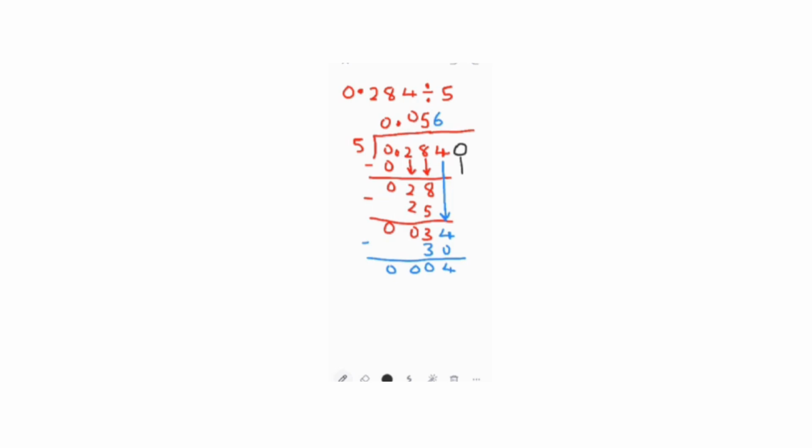So you bring that 0 down. Alright? So the number at the bottom becomes 40. And anytime you bring down a digit, you must divide. So how many times can 5 go into 40? That will be 8 times. So you write 8 at the top, then you multiply. 5 times 8. That gives 40. Then you subtract. 0 minus 0 is 0. 4 minus 4 is 0. Okay? So the final answer is 0.0568.